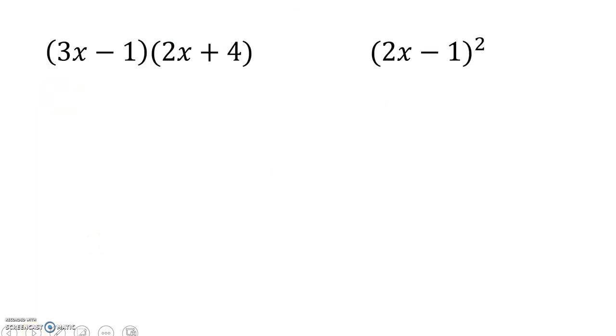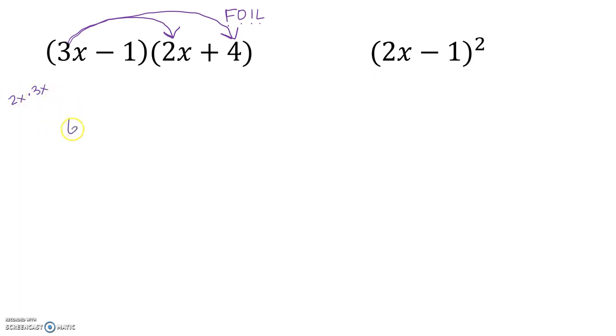Another way to apply the distributive property is in these two different methods. You may have heard the acronym FOIL, which stands for first, outer, inner, last. Whenever you have two parentheses multiplied together, it's important that each term gets multiplied to every other term. So if I have 3x, I will multiply it by 2x. And this 3x will also get multiplied by the 4.